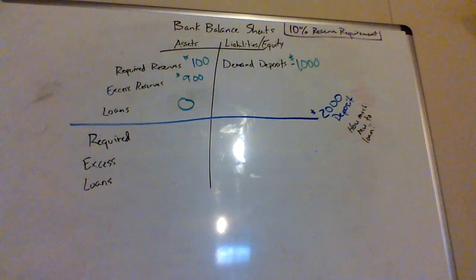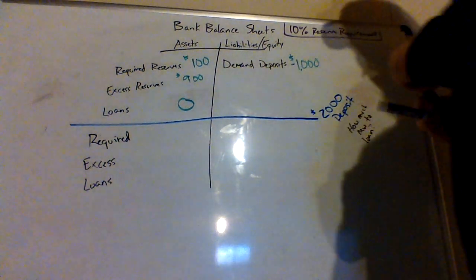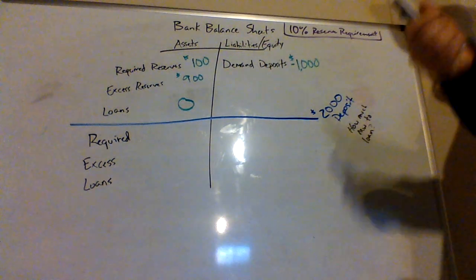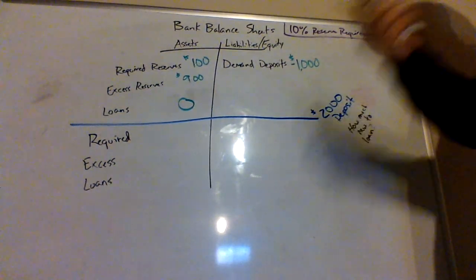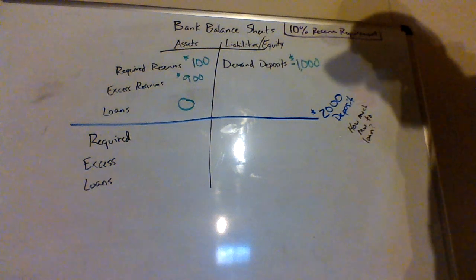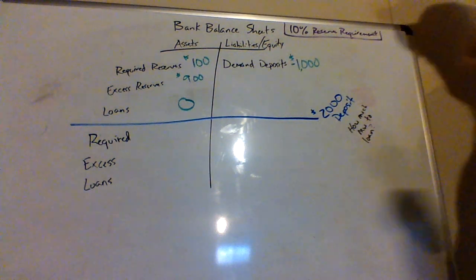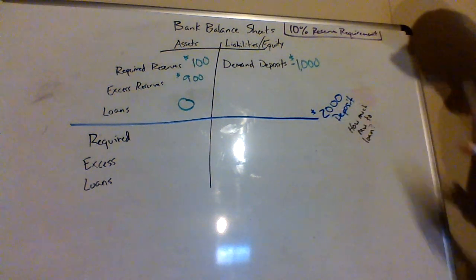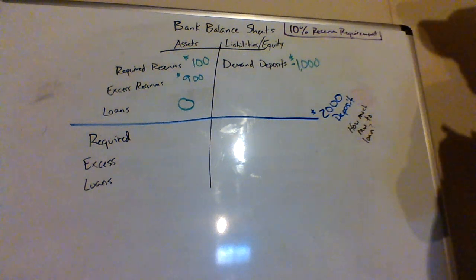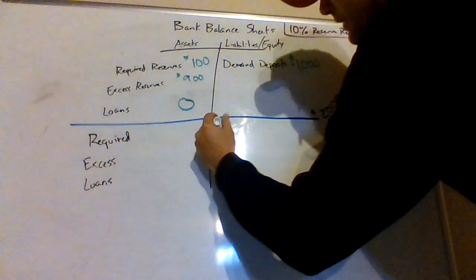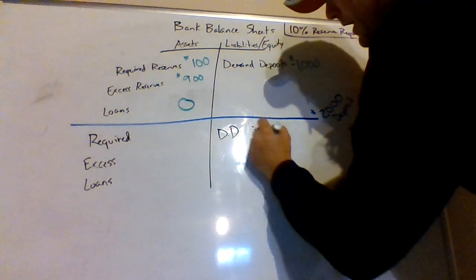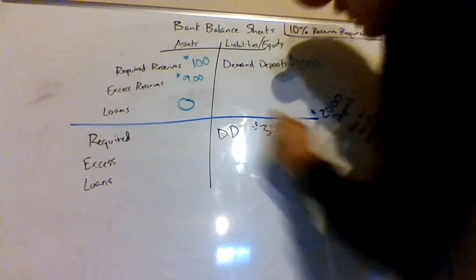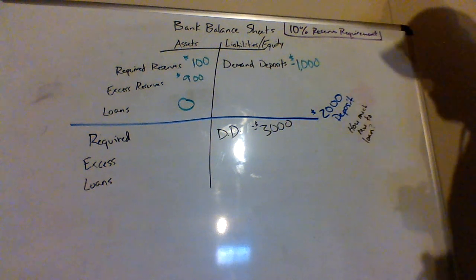Another question they might ask you is how much more money this bank has to loan out if we have a certain amount of a deposit. First of all, we're adding a $2,000 deposit. So let's get our right side figured out first. Our demand deposits, which I'm going to label DD, now equal $3,000. Pretty straightforward, easy math, right?